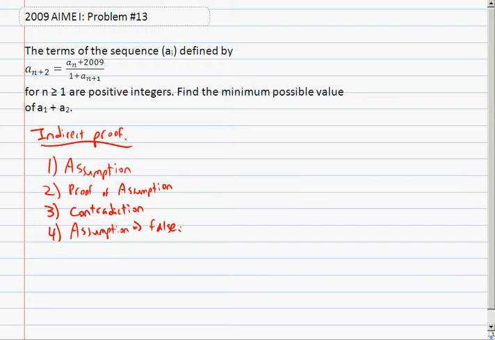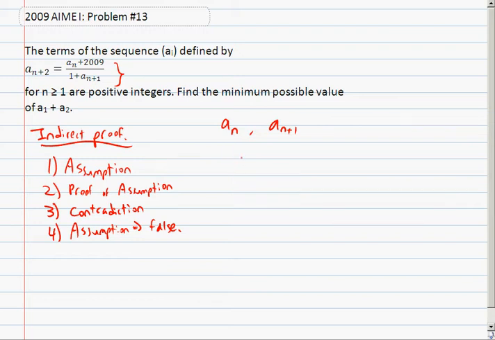So, how are we going to do that for this problem? Well, first of all, we notice some relation between a sub n and a sub n plus 1. Just by looking at the nature of this recursive formula, it may seem that there's a relationship between the product of a sub n and a sub n plus 1 and the number 2009. Well, we can try to see if the product of a sub n and a sub n plus 1 is equal to 2009 or not. So let's start off by making an assumption here.